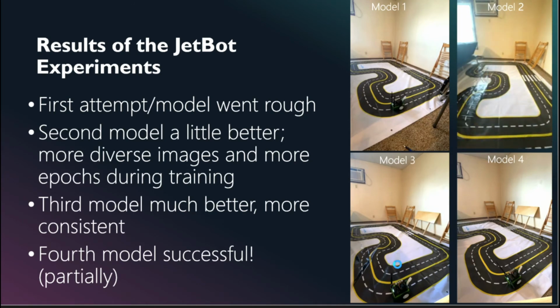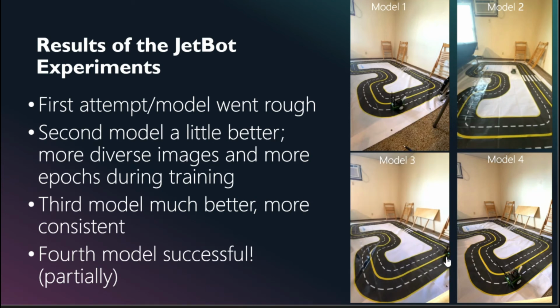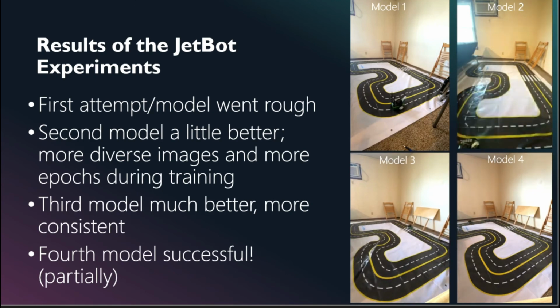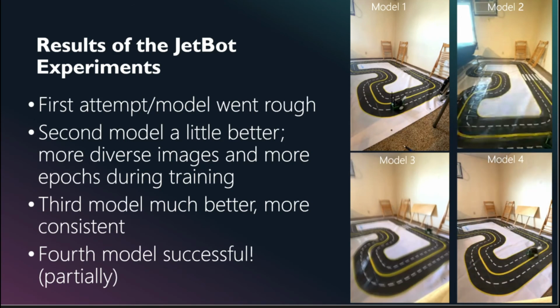The third model was much more consistent, where it started off a little rough at first, but then was able to go around even better. And then it got stuck under this futon. But the fourth model was successful, where it was able to go around the entire track successfully, albeit it was a bit wobbly. And this fourth model took 580 images, and I tested around the settings a little bit.